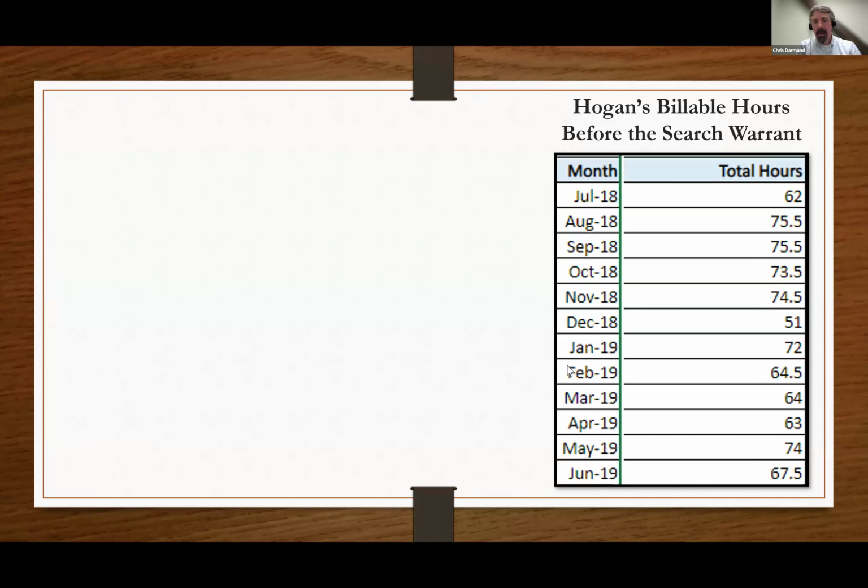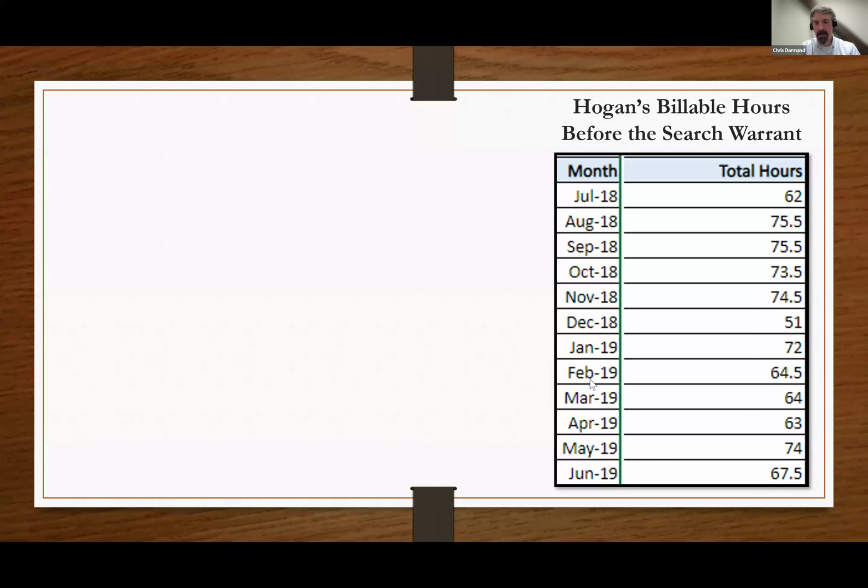This table here on the right for Hogan's billable hours before the search warrant is an example from some spreadsheets I prepared in compiling all of these records. So you can see a consistent 50 to 75 hours per month, every month, where he was earning $55 an hour. So this is before the search warrant.